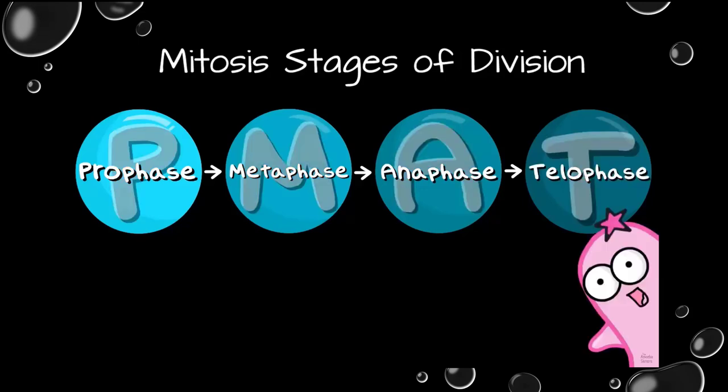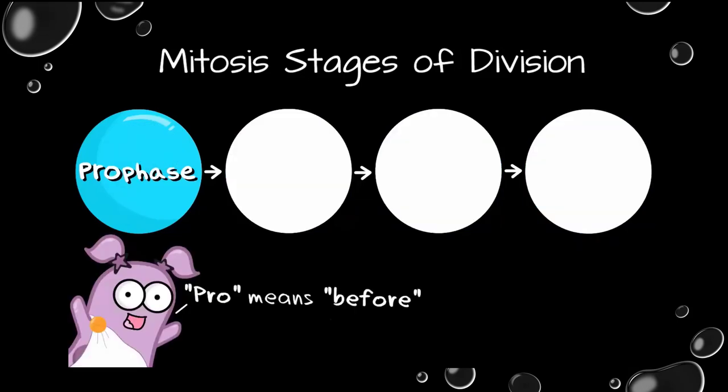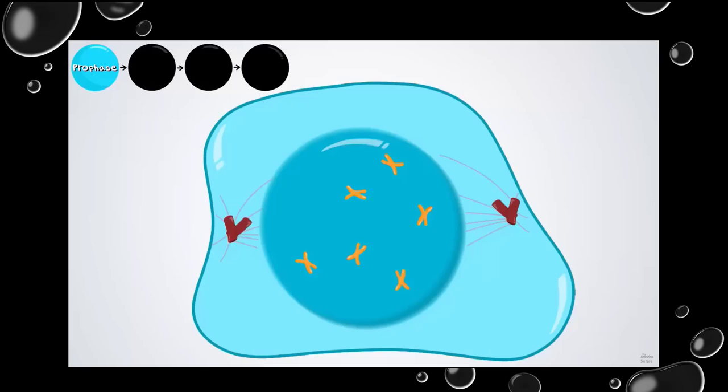So remember PMAT, the stages in order. The very first step is prophase. Prophase, because it's the beginning step, the nucleus is still there. It's going to go away later on, but this is a stage where it's actually still there. The chromosomes are visible. In fact, we say they're condensing, which means they are thickening and visible.